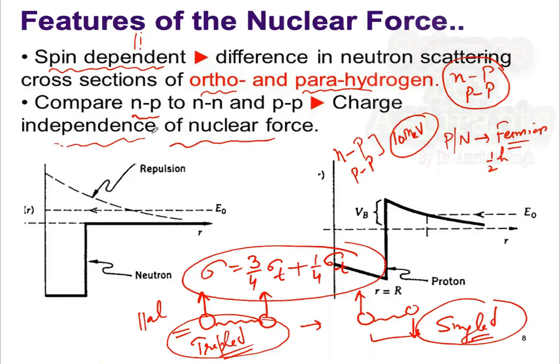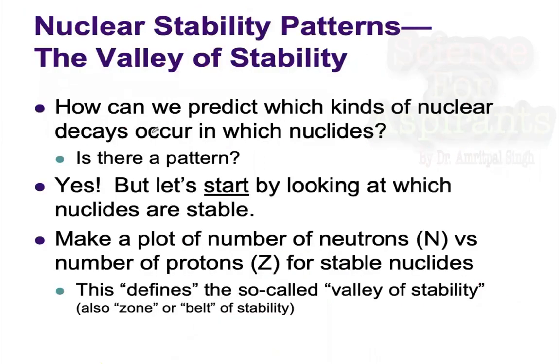So these are some of the important features of these nuclear forces. Now, if we talk about the stability of these nuclei, why some nuclei are more stable as compared to other nuclei, we can identify this from the value of stability. Now, how can we predict which kind of nuclear decay, which kind of radiations?